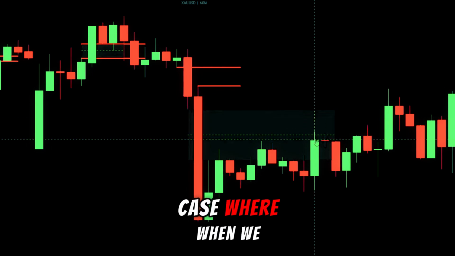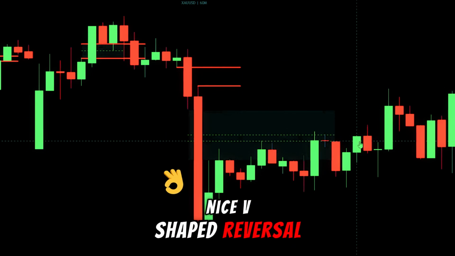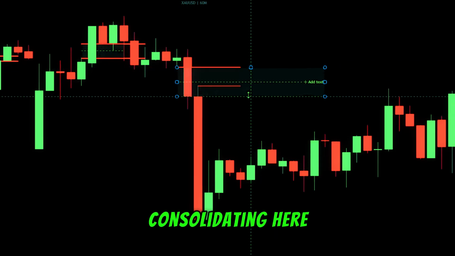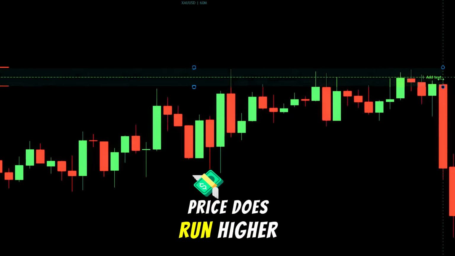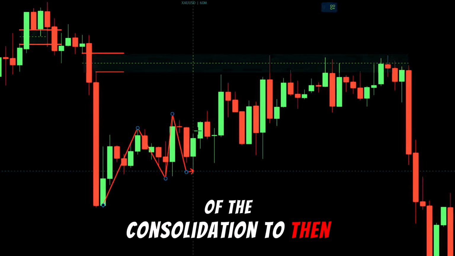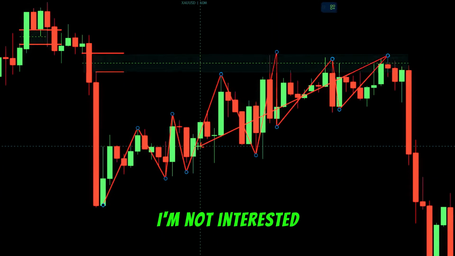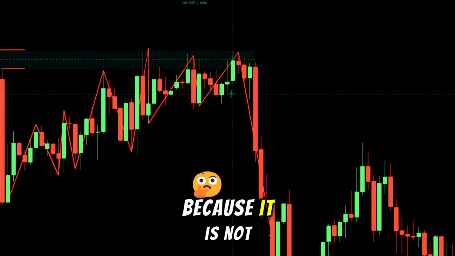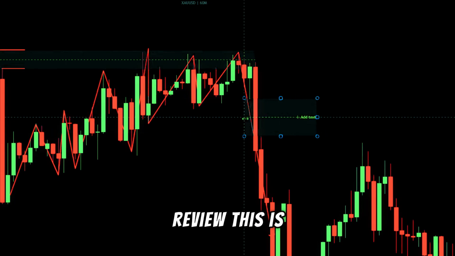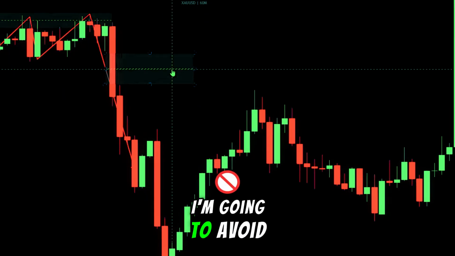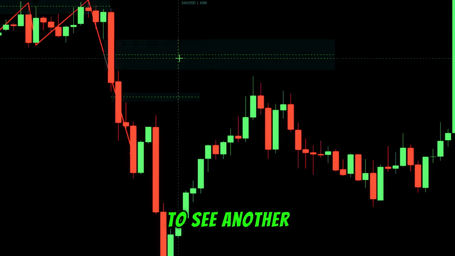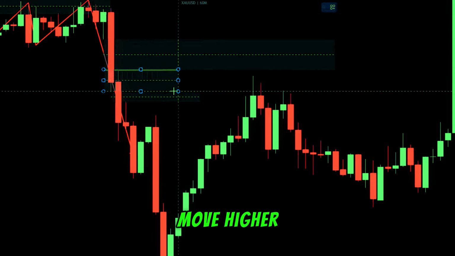So this is a case where we fail to have a nice V-shaped reversal, and this is where I want to avoid price. Even if this was to work out, price is just consolidating here. And many times when price does run higher, it's just running out the highs of the consolidation to then go lower. So even if this goes higher, I'm not interested in this type of move because it is not meeting the requirements for my model. So just to review, this is something that if I do see it, I'm going to avoid it because it is not high probability for me, and I'd want to see another run of the lows before a move higher.